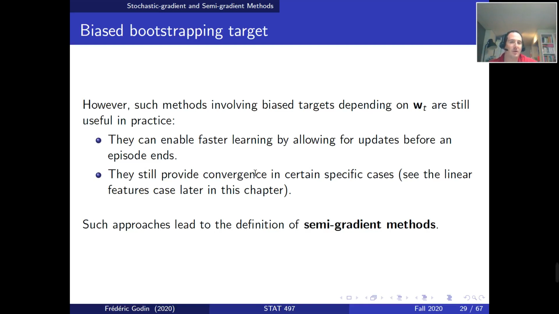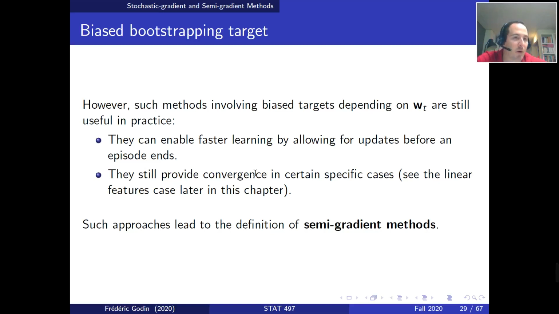And furthermore, the biased targets from the previous slide are typically faster to compute because you don't need to wait for the end of the episode. Also, they have smaller variance. So because of that, they typically enable faster learning in practice, which is desirable.